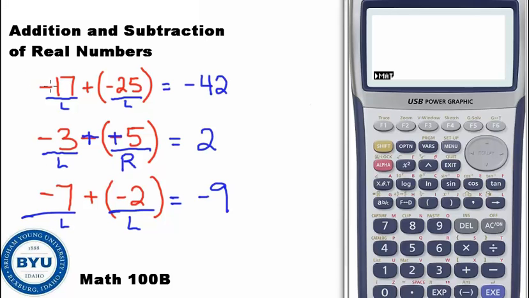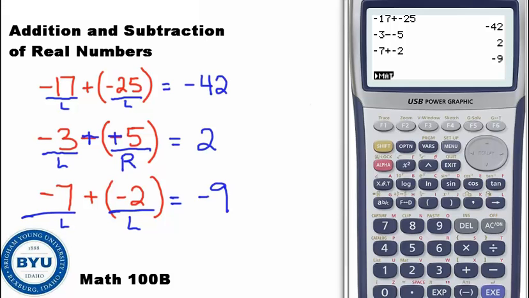So let's go ahead and type these in. If I were to do this first problem here, I'd go -17 plus a -25. We'd push the enter button and we get our answer. Okay. On this other one, it was -3 minus a -5. So I would do -3 minus a -5. I push the enter button and I get 2. On this next one here, we would just do -7 plus a -2, which gets us -9. Remember that you can use a calculator to do addition and subtraction of negative numbers, so negative and positive numbers.